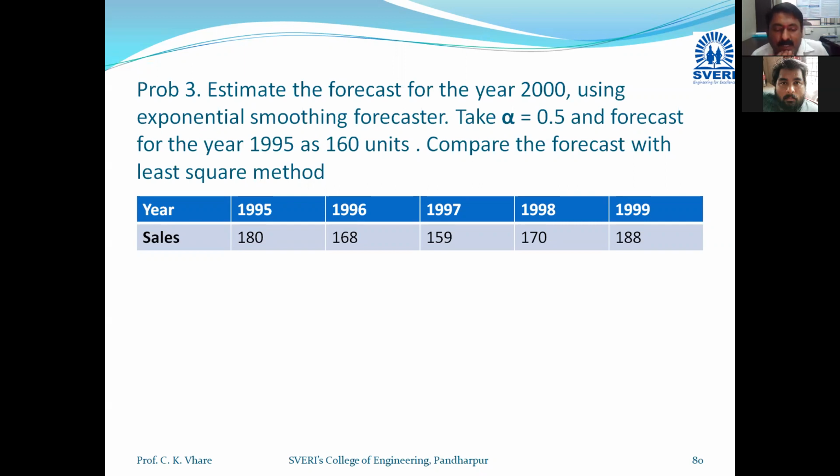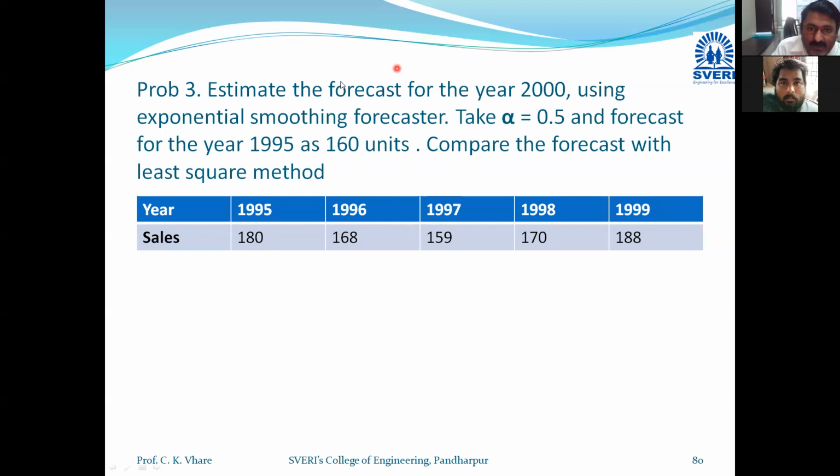Compare the forecast with the least square method. So we have to calculate the forecast by using the least square method, and then calculate the forecast by the exponential smoothing method. See, the data required for this exponential smoothing method is alpha, and the 95 forecast is also given, and this is the actual demand. So up to this line, we estimate up to 160 units for the exponential smoothing method, and with whatever data is given, we can calculate the forecast by the least square method also. So let us proceed further.